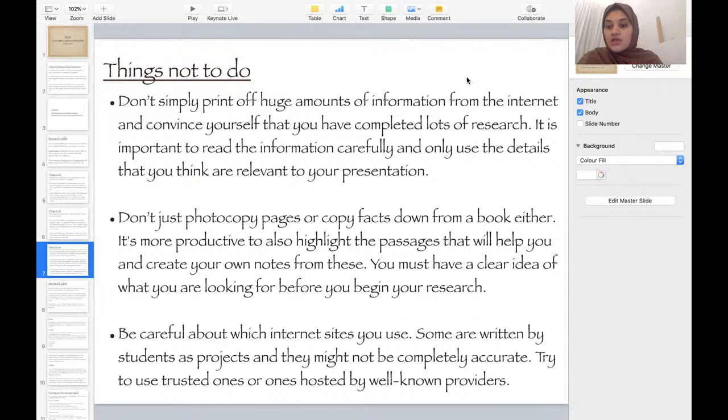So you must have a clear idea of what you are looking for before you begin your research. So be careful about which internet sites you use. Some are written by students as projects and they might not be completely accurate. So try to use trusted ones or ones hosted well by known providers. Okay.